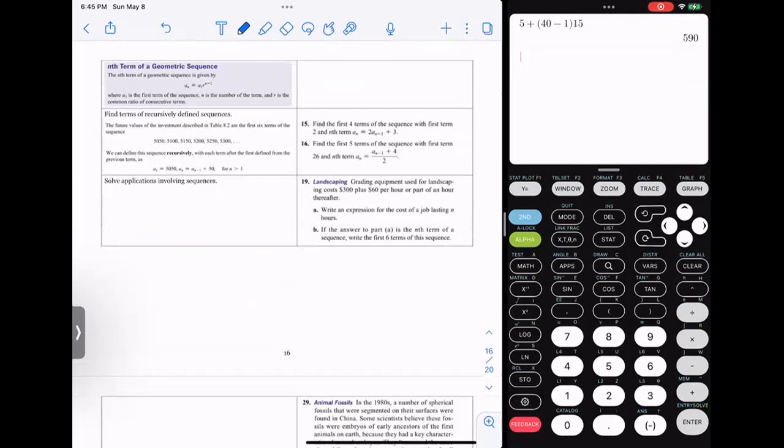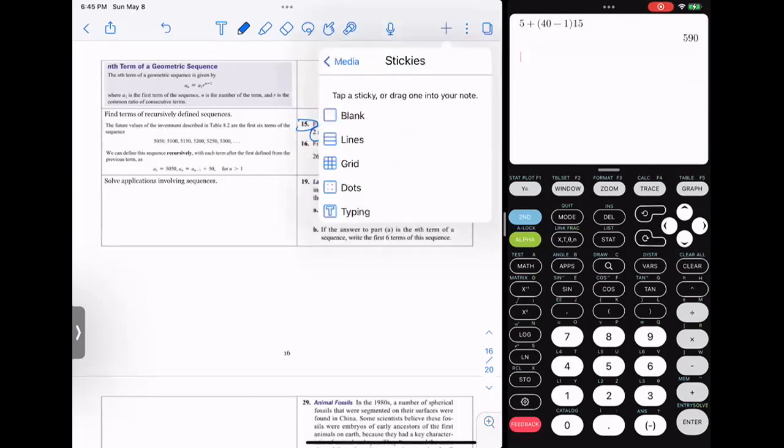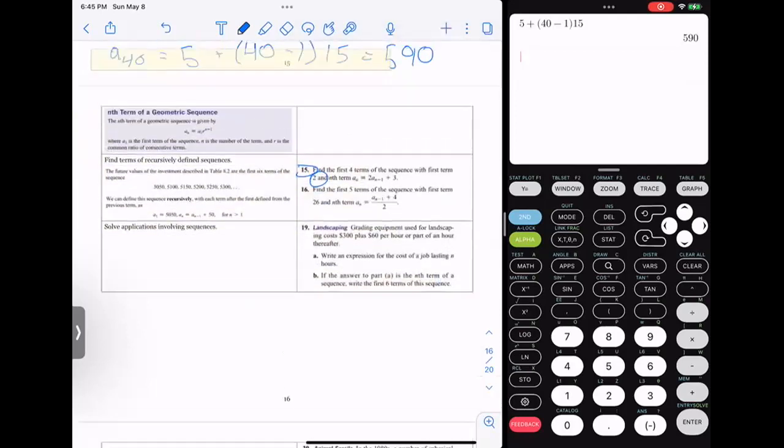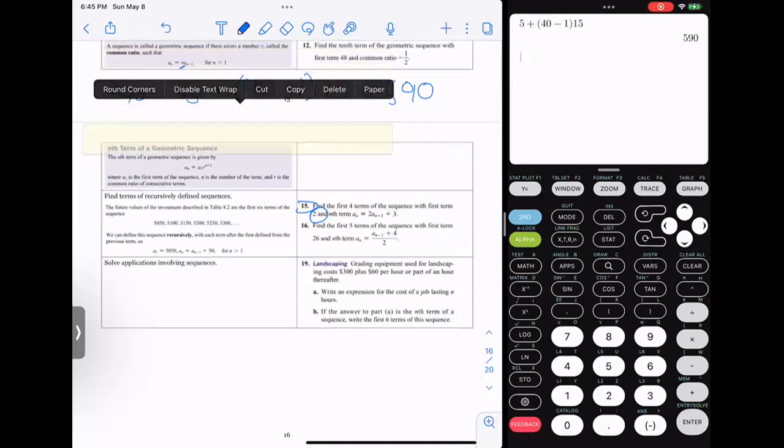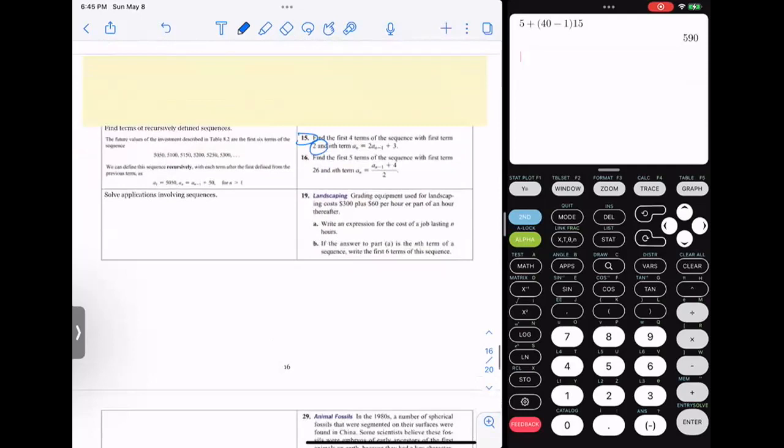All right. Find the first 4 terms of a sequence with first term 2 and the nth term a sub n is equal to 2 times a sub n minus 1 plus 3. We know our first term is 2 right here, right? So I'm going to go ahead and create a sticky note. All right. So we know our first term, a1, is equal to 2, because that's what it tells us. And our nth term is equal to this formula right here. So we just want to find the first 4.